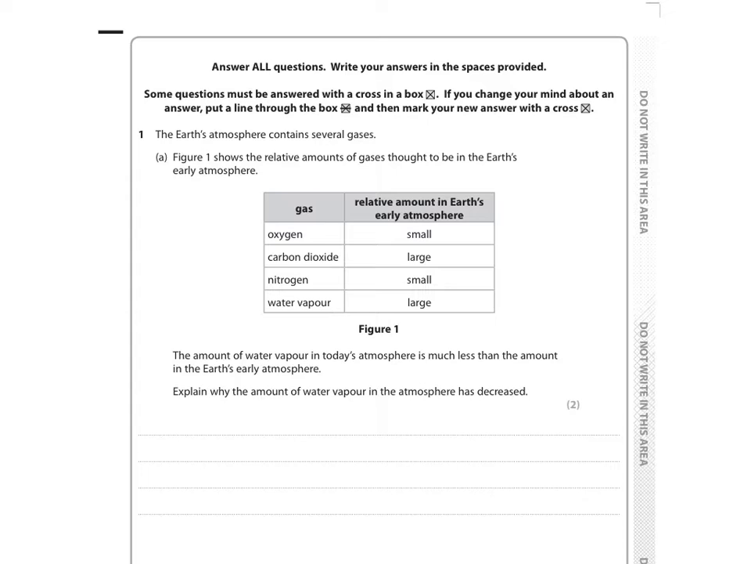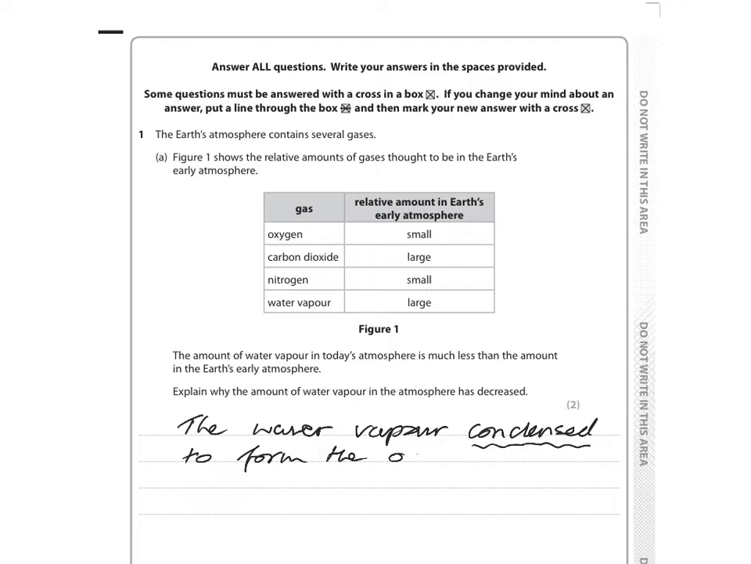Well, you need to know that water vapour is water in its gas form, and that it's gone down because the oceans formed. And so the 2 marks for the answer is to say that the water vapour condensed to form the oceans. So the water vapour condensed, that's the key word that you need, condensed to form the oceans. And that would get you the 2 marks.